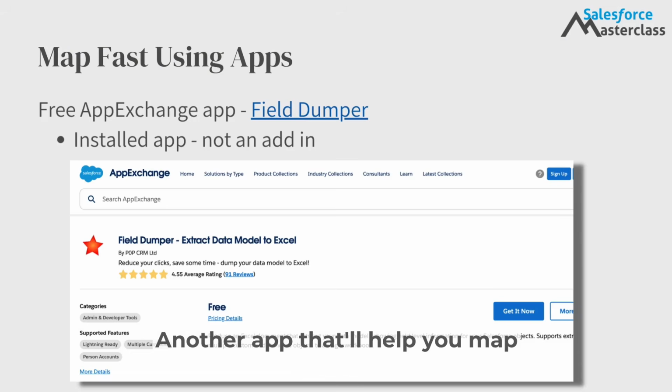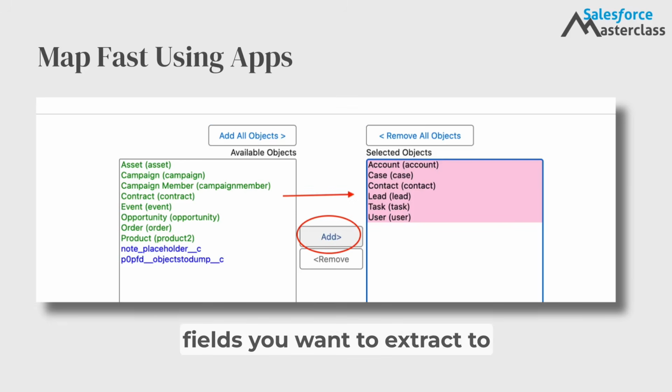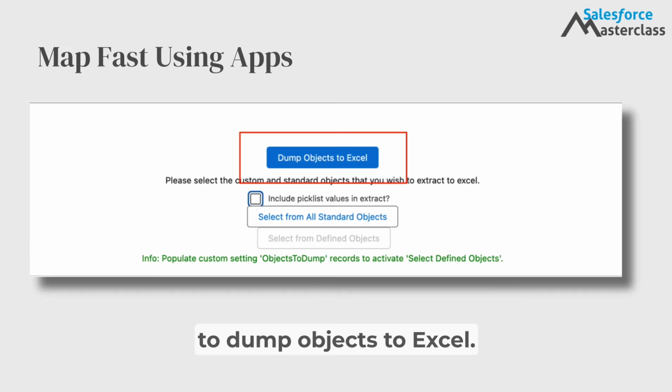Another app that'll help you map fast is called Field Dumper. It generates an Excel workbook showing field level information for all of your Salesforce objects. Once installed, navigate to the app launcher, search for and click on the Field Dump tab. Select one or more objects whose fields you want to extract to Excel and click Add to add them to selected objects column. Scroll down and click the button to Dump Objects to Excel.